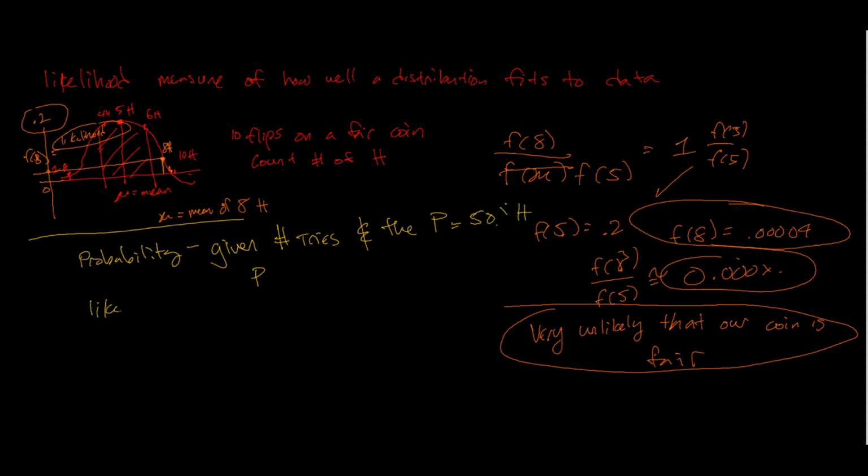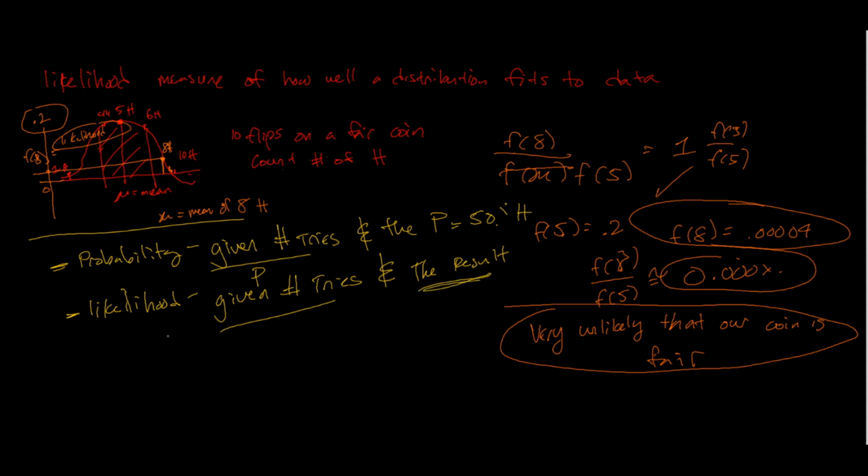So for likelihood, we're given the number of tries as well. So these two are the same, but we're given the result. For a probability problem, I might say, hey, I flipped the coin 10 times. What's the chance that I can get 5 heads? For a likelihood problem, I could say, given that I flipped a coin 10 times and I got 8 heads, which is the result, what's the likelihood that my coin is fair, that the probability itself, p, is 50%? If the p is unknown, you would need the likelihood in order to figure that out.